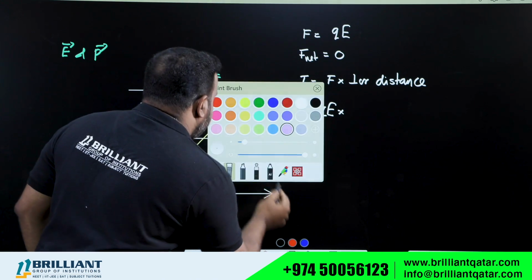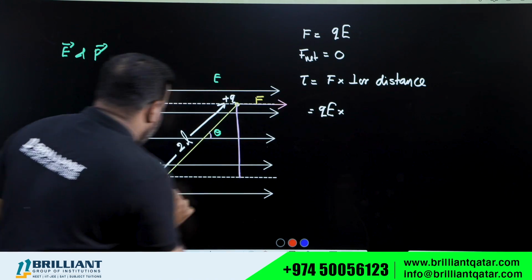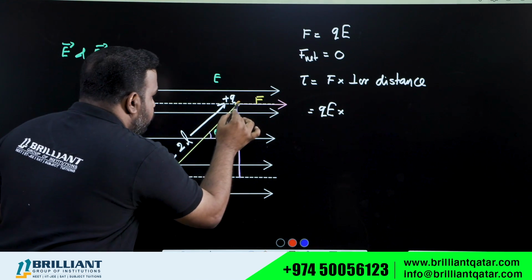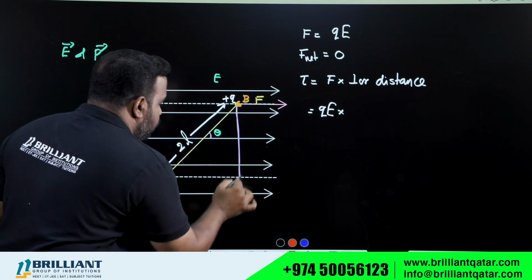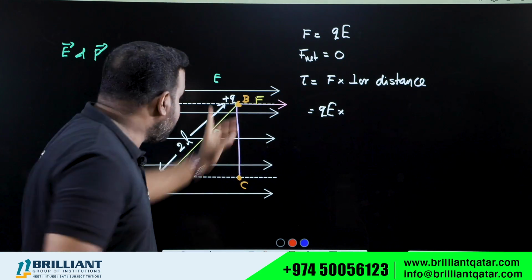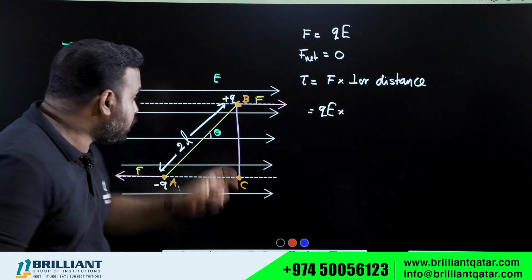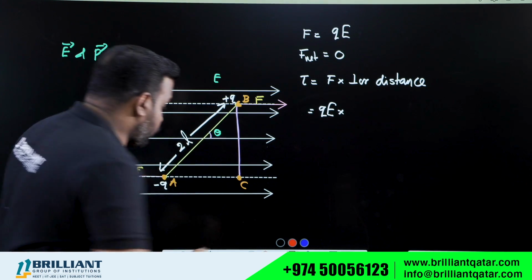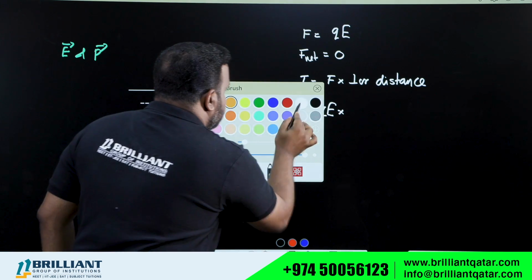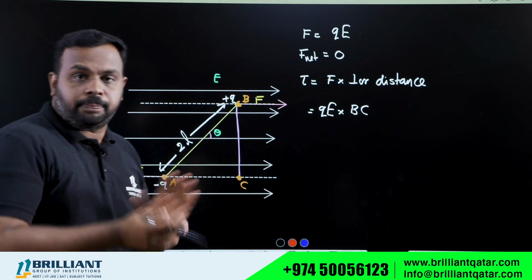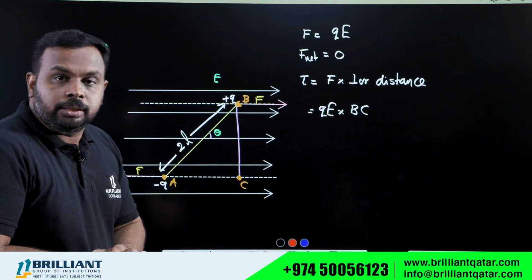For that, what I'm doing here is I'm just giving some names. I'm taking this point as A. This point I'm taking as B. This point I'm taking as C. So you can see there is a triangle ABC. In that triangle, which side is the perpendicular distance? Surely it is side BC. Okay, so you can write QE into what? BC. QE into BC.